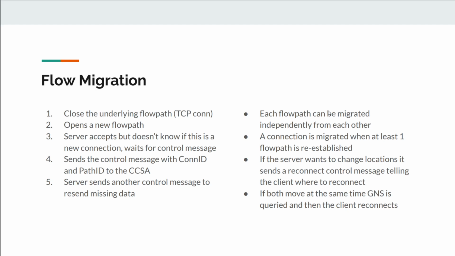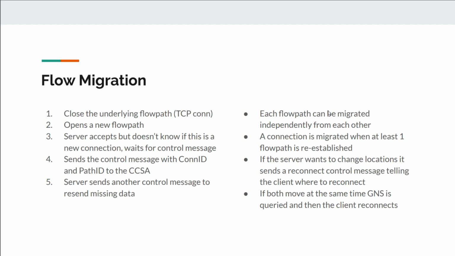All of the underlying TCP connections between them will be migrated over. So they close, they open a new TCP connection, and then they'll send some more control signals to make sure that they know who each other are, and then tell each other what missing data they have, or what has not been acknowledged yet from their own output buffers. A complete high-level connection is migrated when at least one flow path is reestablished. So as long as there's one path between the two peers, it's considered migrated.